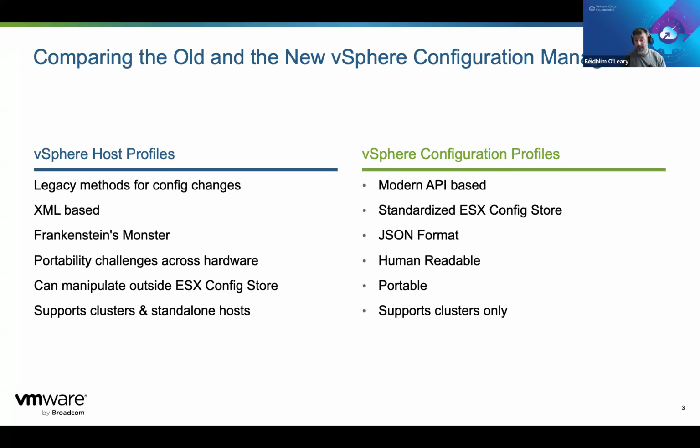And why is that? There's a couple of different reasons. vSphere configuration profiles is built on more modern APIs. Under the hood, ESX configuration has pretty much all transitioned to what we call the ESX config store. No longer do services and bits and pieces store their config in various directories and different formats. Everything is centralized in the ESX config store, so it's a single API endpoint to edit, manipulate, and change configuration.